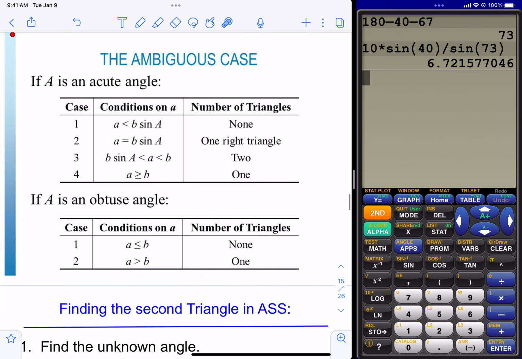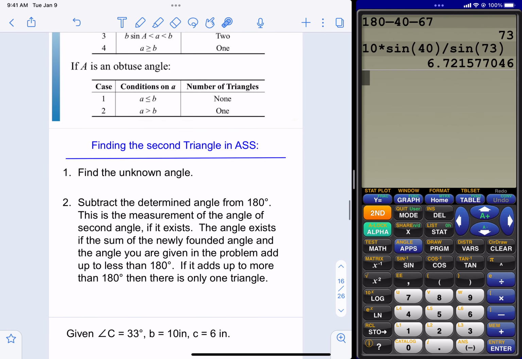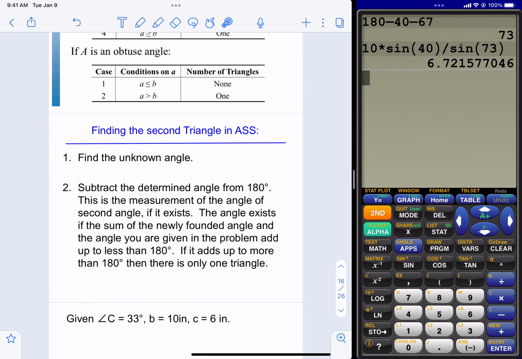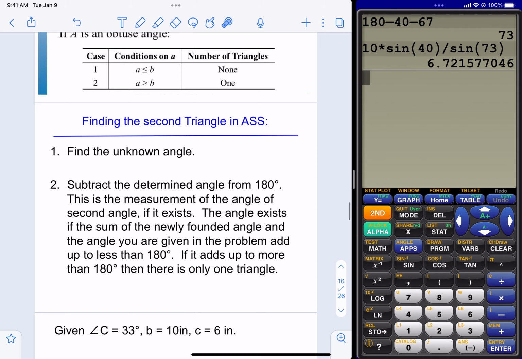Let's take a look at what this looks like. So we do have a couple of conditions over here for the ambiguous case. And those conditions basically are those same 4 cases that we talked about. Now, these get a lot easier to find when we actually get into a problem and look at one. So our steps to finding the second triangle, let's just hop into a problem.